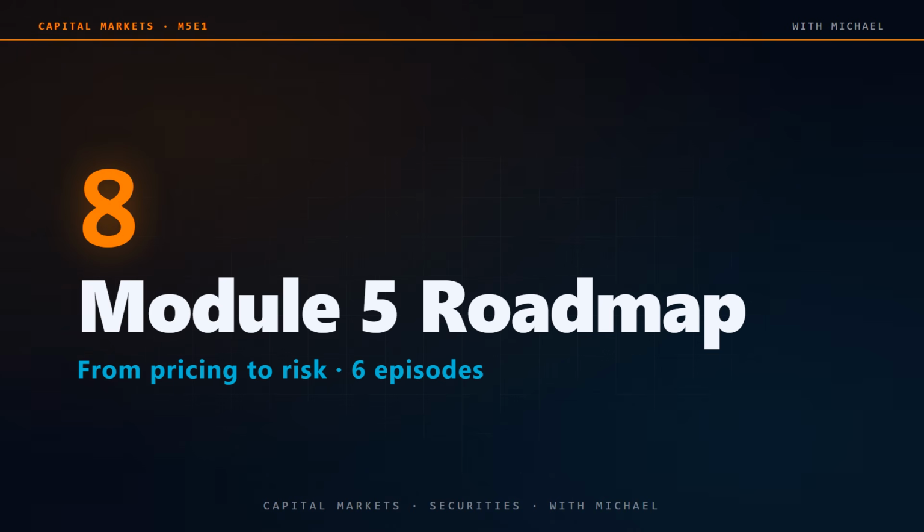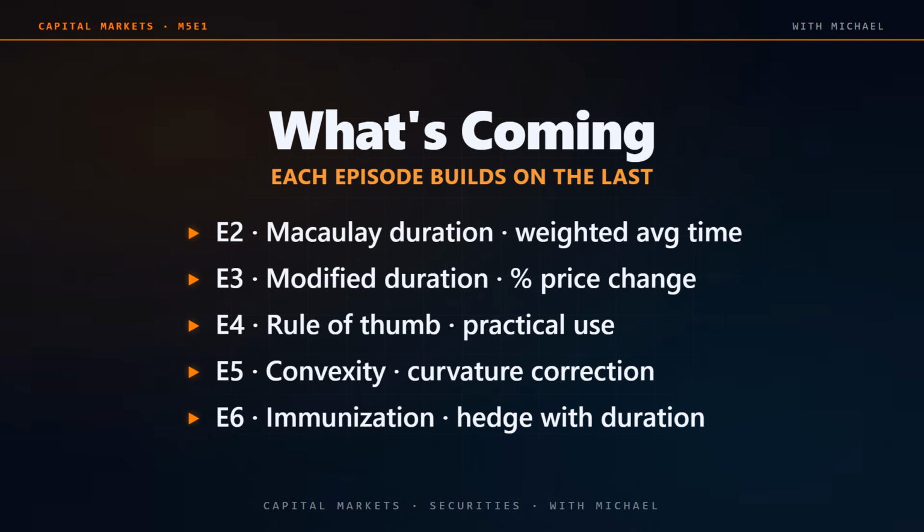Section 8. The roadmap for Module 5. Let us preview what is coming. In Episode 2 we derive Macaulay duration as the weighted average time of a bond's cash flows. The weights are the present values of each cash flow divided by the bond's total price. The intuition is that a bond's economic maturity is not just its stated maturity but the weighted average of all its cash flow times, with more weight on earlier cash flows because they have higher present values relative to face.